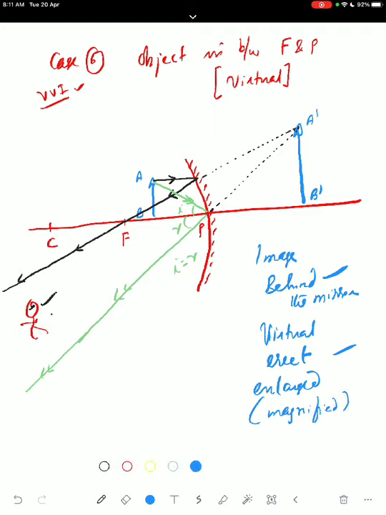So this is the only case where we get a virtual image, when the object is in between pole and focus. This is the only case where the concave mirror can form a virtual image. It's an erect image. All virtual images are erect, the same shape, just like a plane mirror. And it's an enlarged and magnified image. So I think this is clear to all of you.